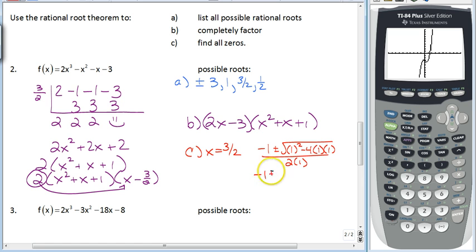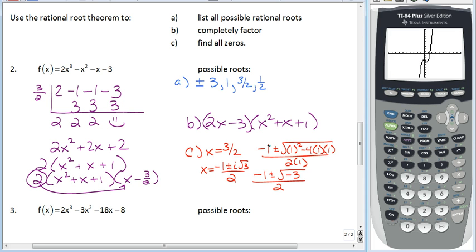So that's a -1 plus or minus, and looks like we have the square root of a -3 all over 2. So that's going to give us x is equal to -1 plus or minus i root 3 all over 2. And those are your solutions for x.